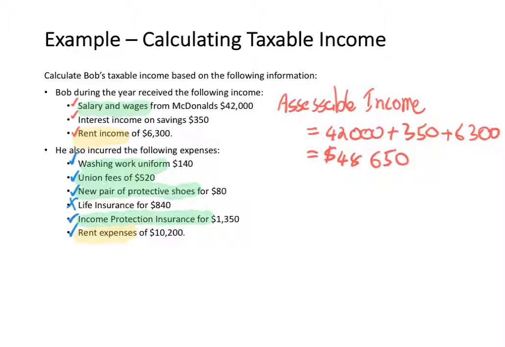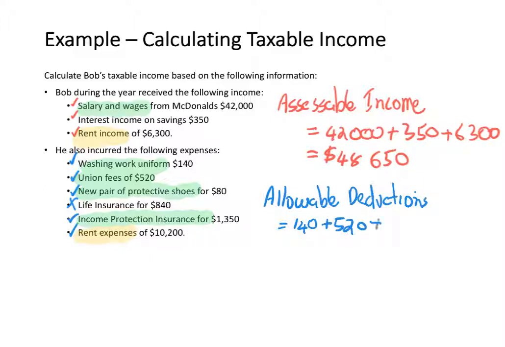So we can now calculate Bob's allowable deductions based on that information we have been provided. So that is going to equal 140 plus 520 plus 80 plus 1350 plus 10,200. And because it's not deductible, the life insurance amount of 840 we won't include in our calculation. So Bob's total allowable deductions is 12,290.